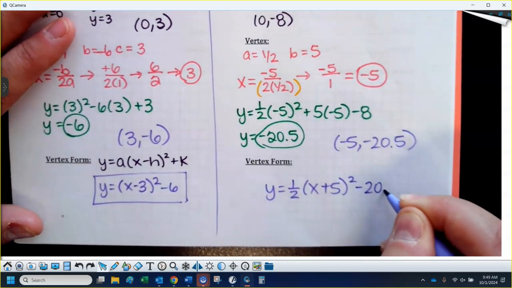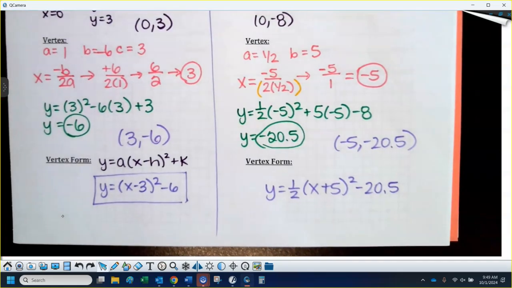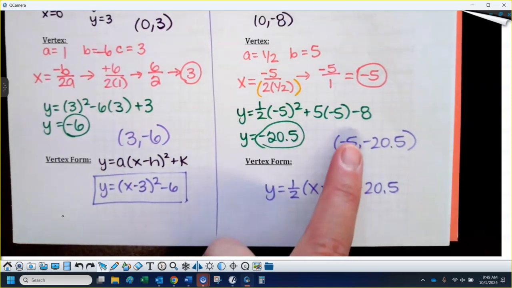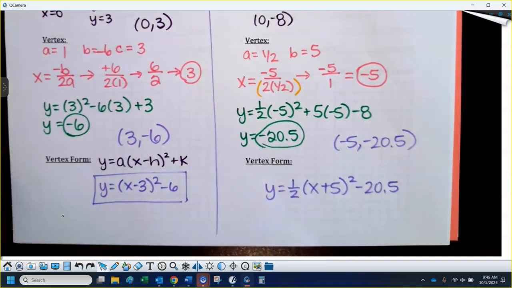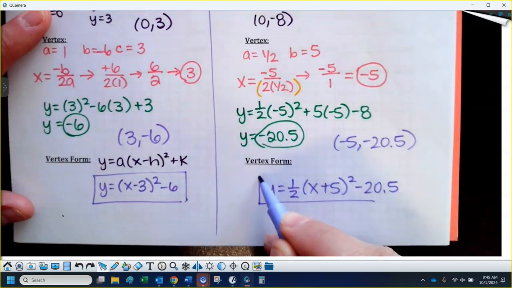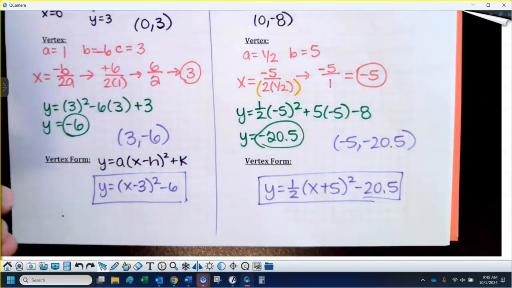Yes, you just copy down whatever the y-coordinate of the vertex is. That'll just be added or subtracted from the parentheses. It's subtracted here because we got a negative number. The x is the opposite of what it looks like. So if it's negative 5, it looks like a positive 5 in the actual vertex form here. Okay, is anybody having a question?